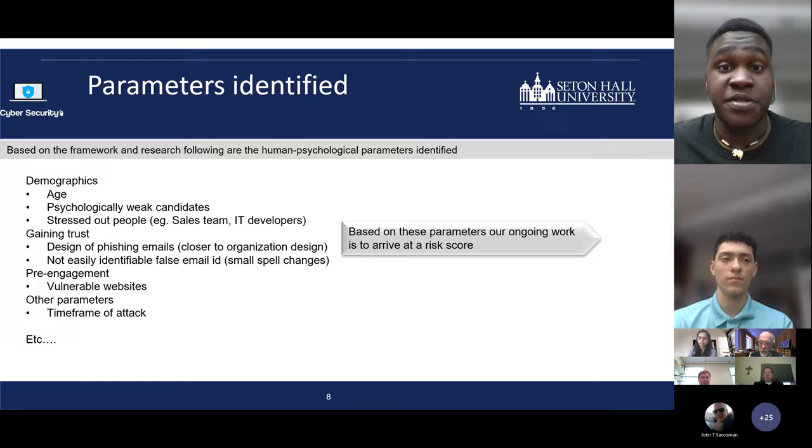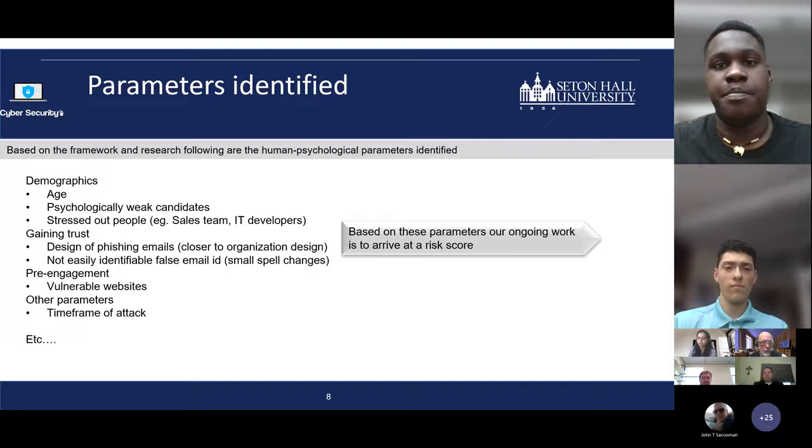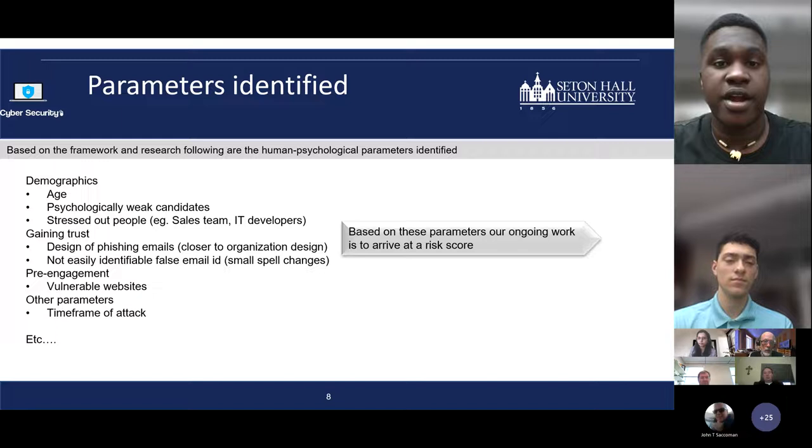And of course, with parameters as such, we want to be able to continue our work to arrive at a risk score that can better help users in the future. So now we'll take a look at a live demonstration of how this could work.